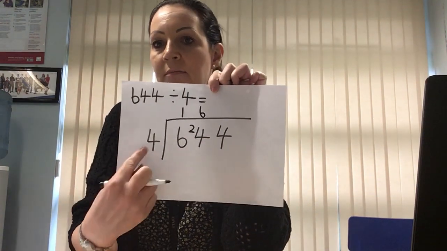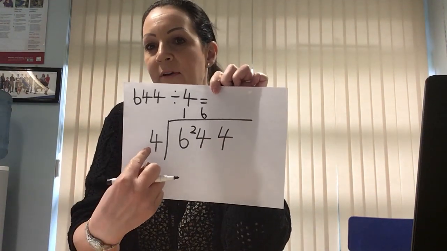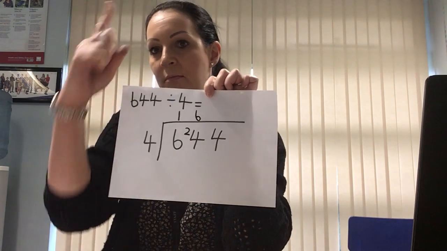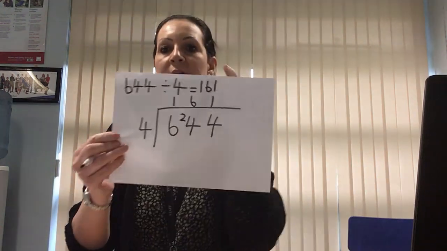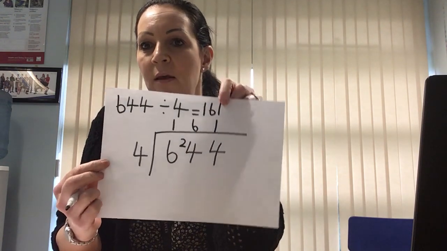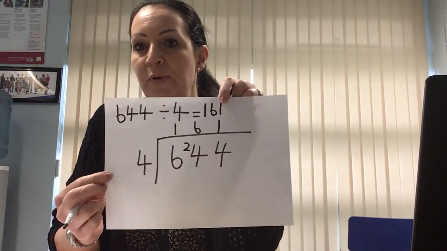And look at the last number. We've got 4 left. How many 4s go into 4? 1 times 4 is 4. So 644 divided by 4 would be 161. Okay, so that is the next step to the bus stop.